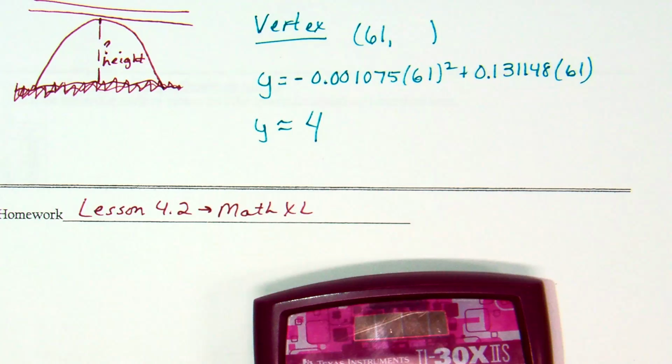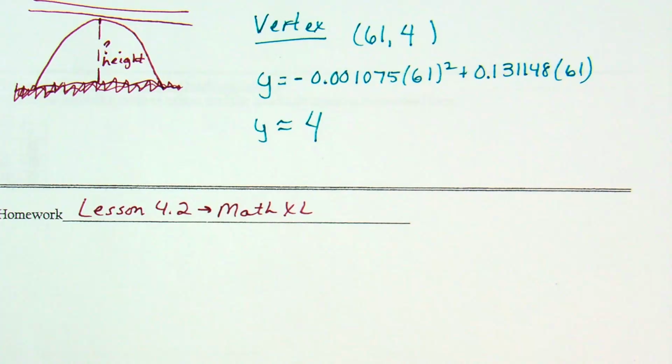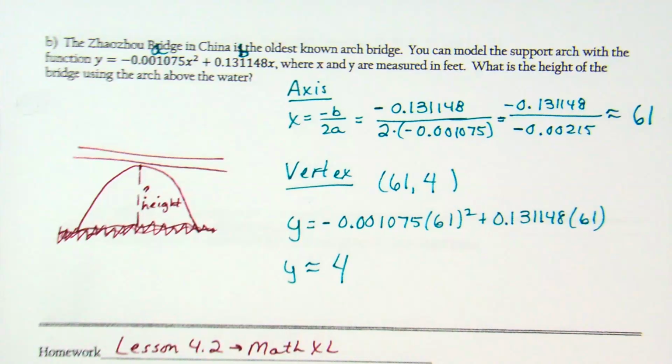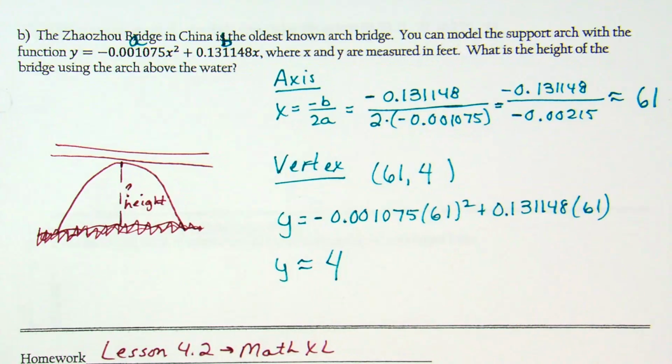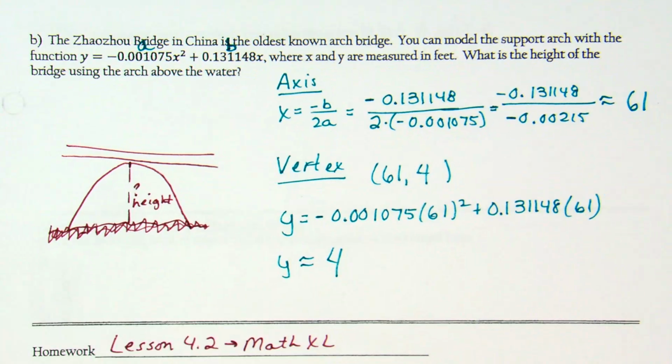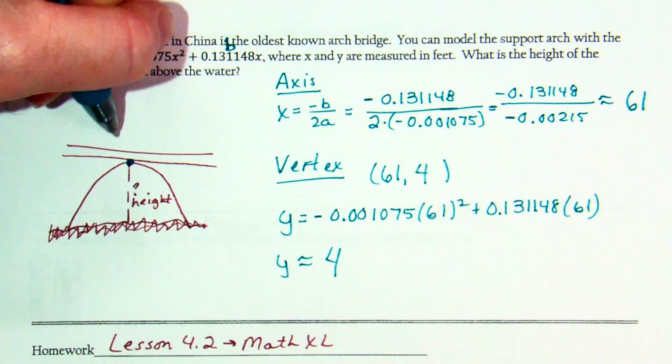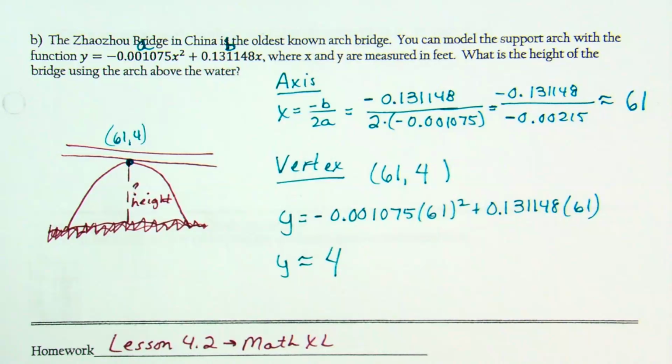Okay? So my vertex is 61, 4. And what's the answer to my question? 4 feet, right? Because right here was our vertex, and our vertex was 61, 4. So that means over 61 and up 4. So answer to the problem, 4 feet.